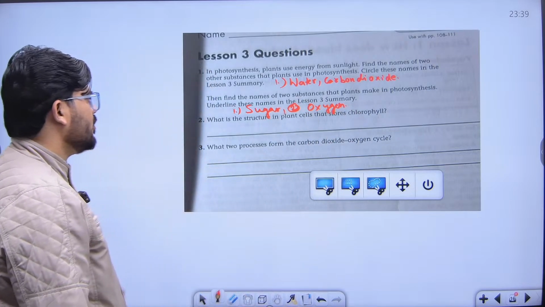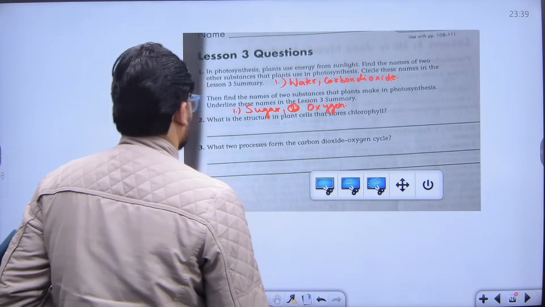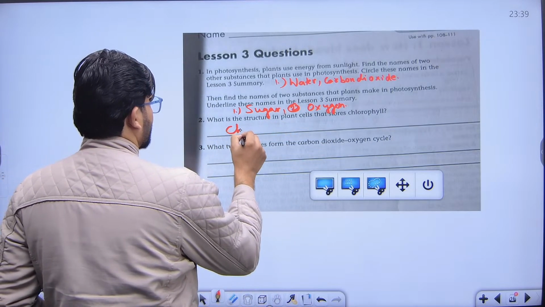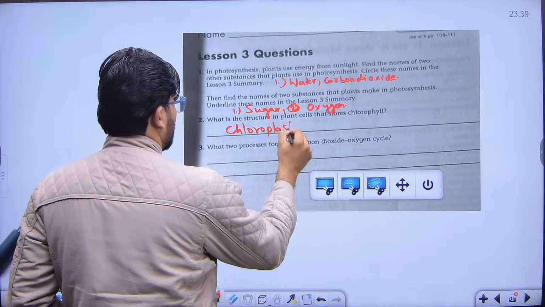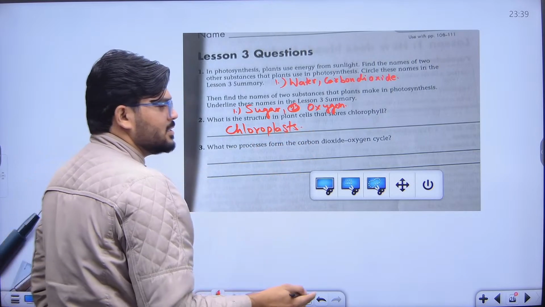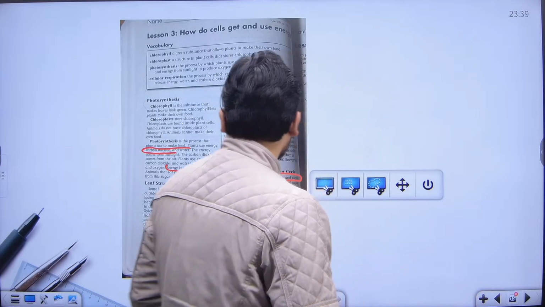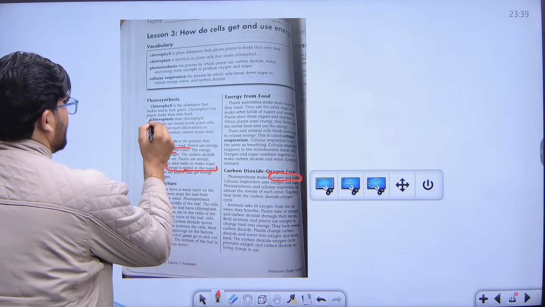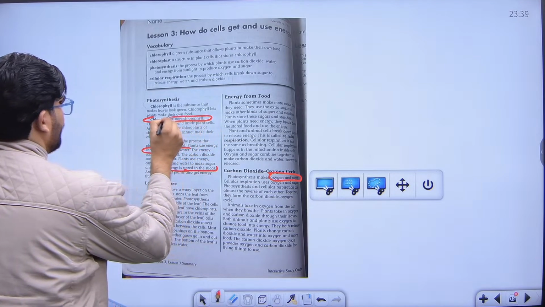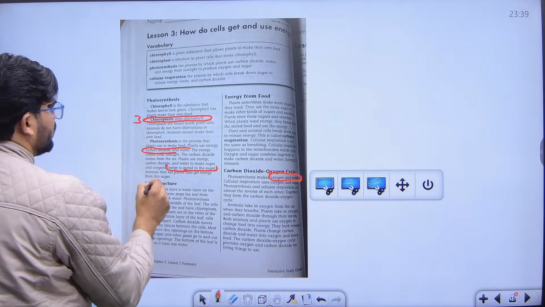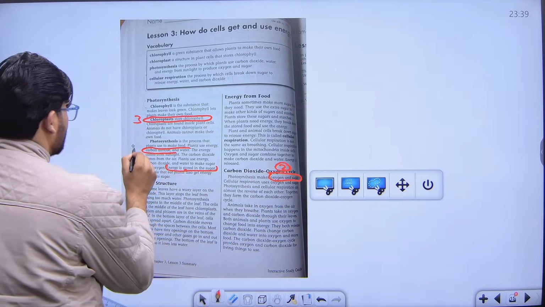What is the structure in plant cells that stores chlorophyll? So it is chloroplast. The answer is chloroplast. Chloroplast is the part of the leaf which stores chlorophyll. You can see that it is written here. Chloroplast stores chlorophyll. This is the second question, this is the first question.